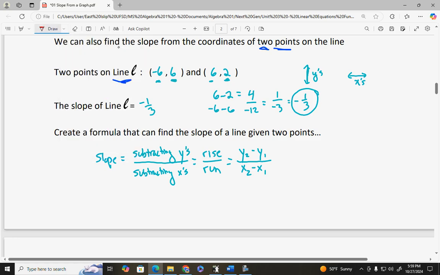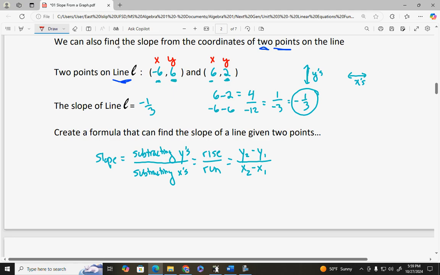You agree that this is an x and this is a y? Hopefully you said yes. And you agree that this is an x and this is a y? So how do I show how to subtract the y's? If I have a y next to both of them, someone will say, well, what y are you talking about? I don't know what y you're talking about.